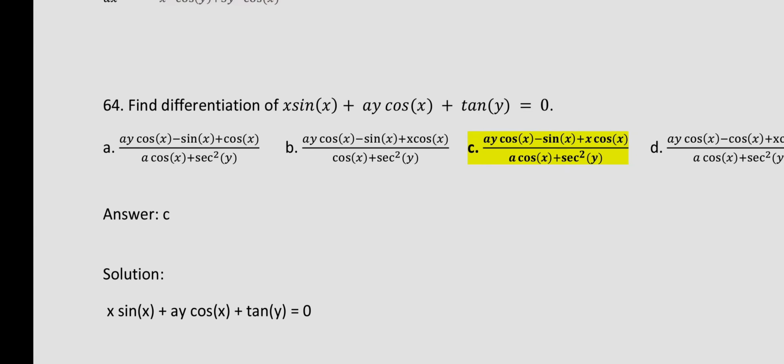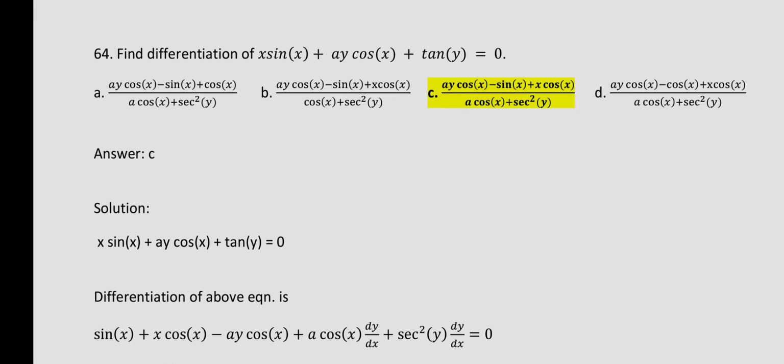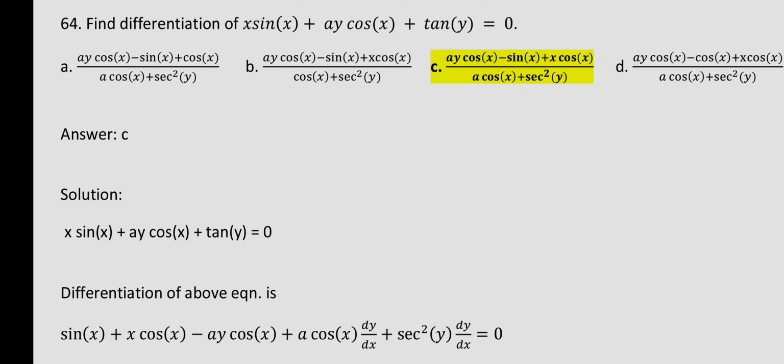So, ito naman, derivative lang din. Find the differentiation of x sin x plus y cosine x plus tangent y equals 0. Kung nakita mo yung tanong na yun sa board exam, sagot yan ay letter C. y cosine x minus sin x plus x cosine x over y cosine x plus secant squared y.